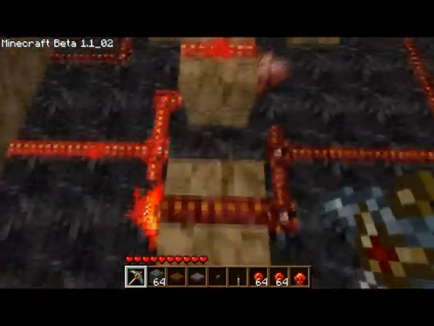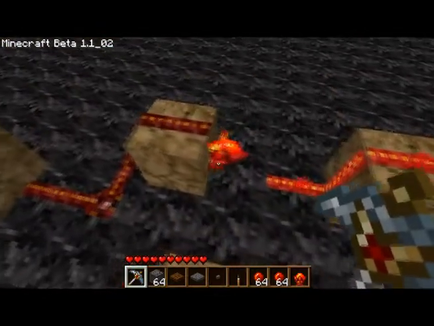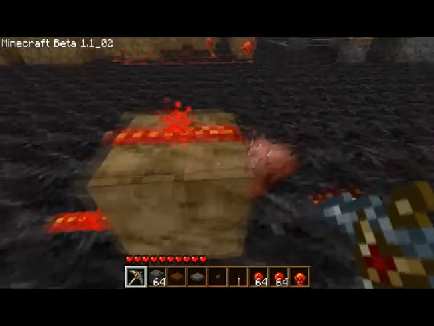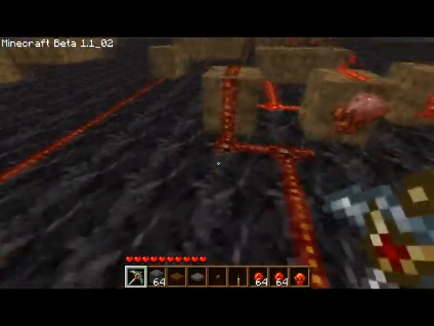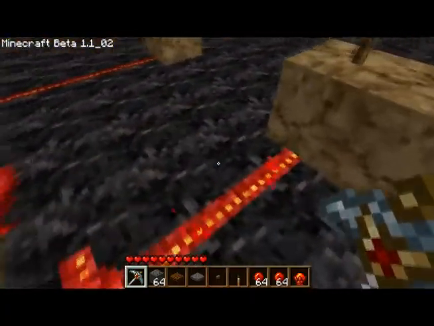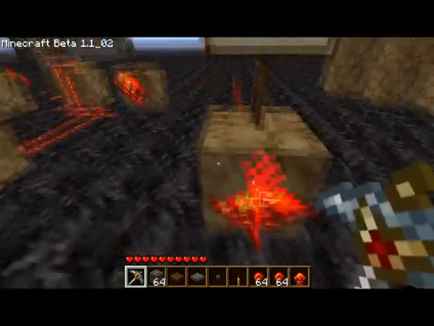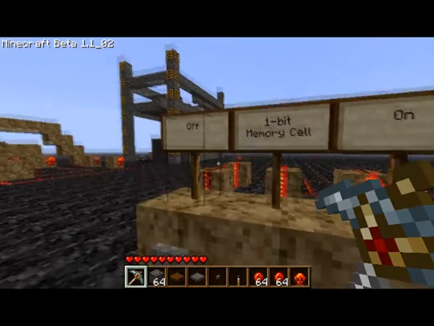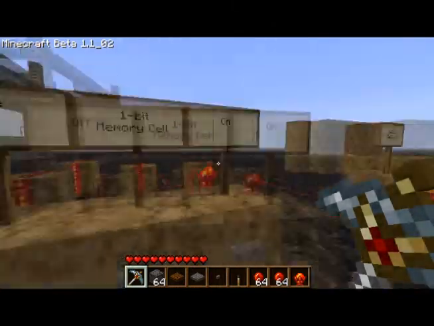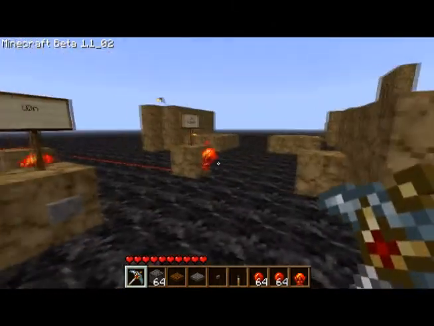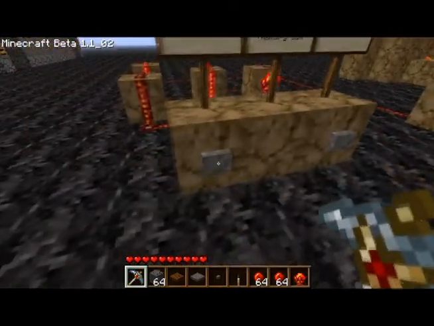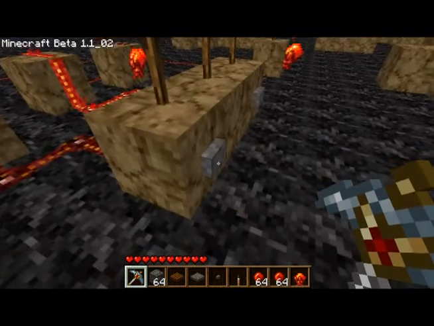This is the actual memory cell right here. These are just NOT gates, basically getting a 0, outputting 1, getting a 1, outputting a 0. They just are here to extend the current to this torch, which is the output, final output. So, see, these will control the lights via the 1-bit memory cell. So, okay, off.